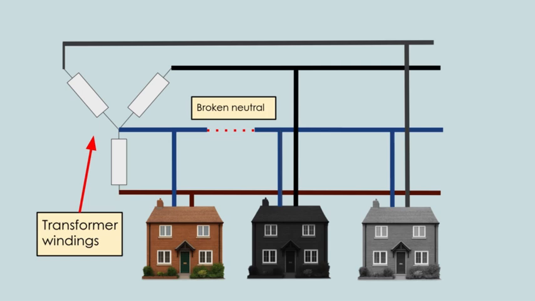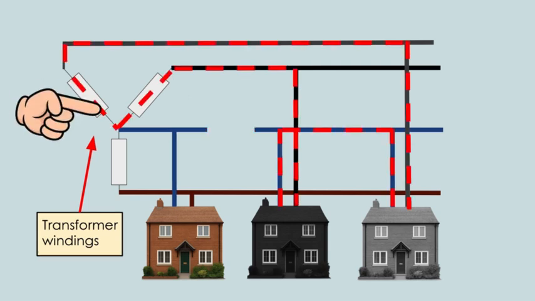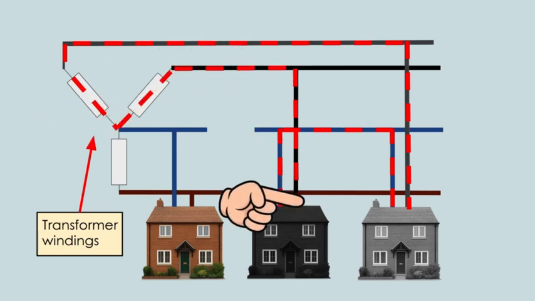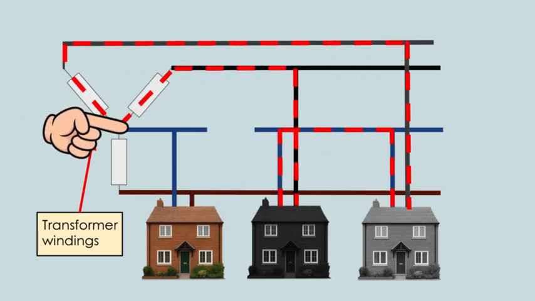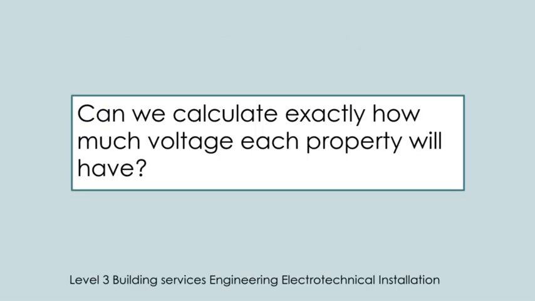So if we go again back to the situation where we've lost the neutral, I've shown a star setup for the transformer winding. This isn't how the interior physically looks, but it's a representation. The dotted lines show the new path the current has taken to complete the circuit. It's used 2 phases. So can we calculate exactly how much voltage each property will have?